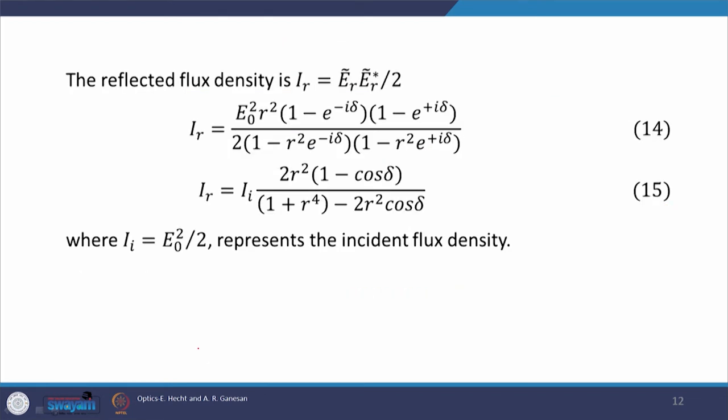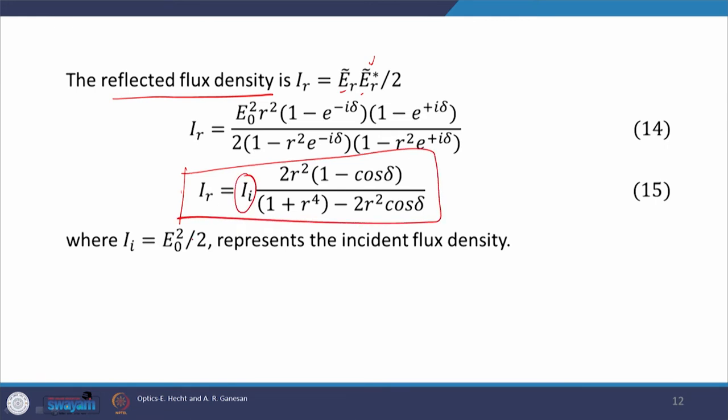Let us now calculate the intensity or irradiance. The reflected flux density would be given by E_r tilde into E_r tilde star by 2, where star means complex conjugate. If you do this, then a slight modification again gives us equation number 15, where this term I_I is the incident flux density, which is given by E naught square by 2.